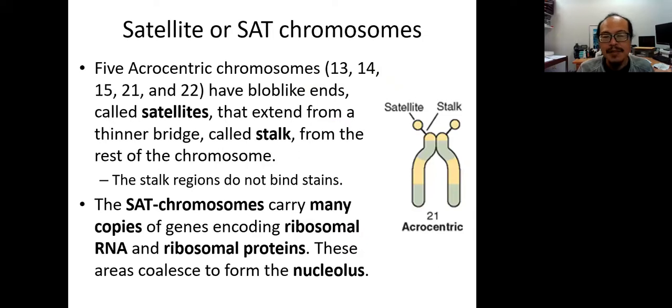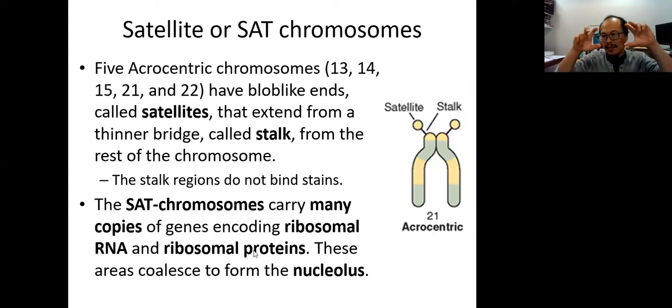Yeah. So this p arm contains these chromosome segments that kind of hang out there. We call them satellite chromosome. They are connected with the centromere through this string. We call it the stalk. And these satellite chromosomes, or SAT chromosomes, contain the codes to synthesize ribosomes.